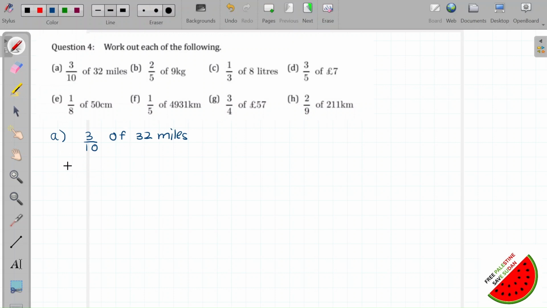So the way I like doing this is, first I write it as 3/10, and the word "of" I change to a multiplication sign, 32 miles. I'll show you 2 different ways of doing this. So the first way is by dividing by the denominator and then multiplying by the numerator. So I can do 32 divided by 10, which will give me 3.2, and then I do 3.2 multiplied by the numerator, which is 3, which is 9.6.